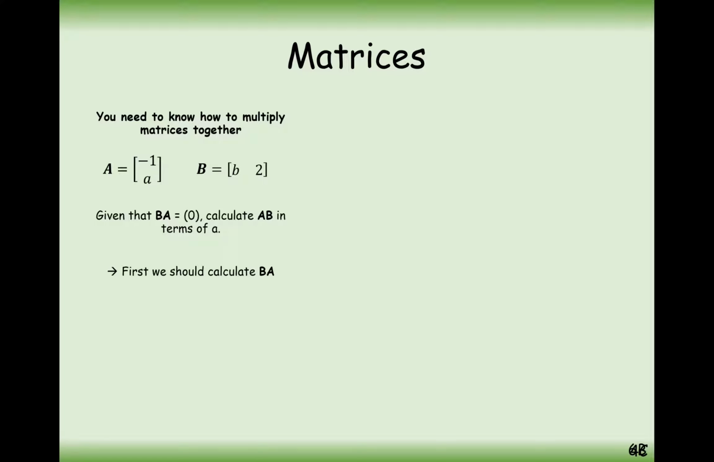Alright then, so here is a question where we're given matrix A and matrix B, and we're told that matrix B times A gives us the 0 matrix. Calculate AB in terms of A. So first of all, we should probably work out what BA gives us. So when we multiply B by A, we can multiply B by A because we go along by 2 and we go down by 2 in the second matrix, so the matrices do match up in terms of columns and rows. And now let's multiply them together.